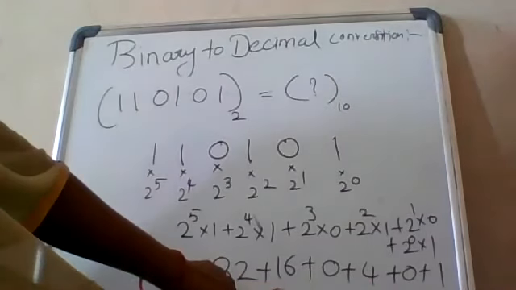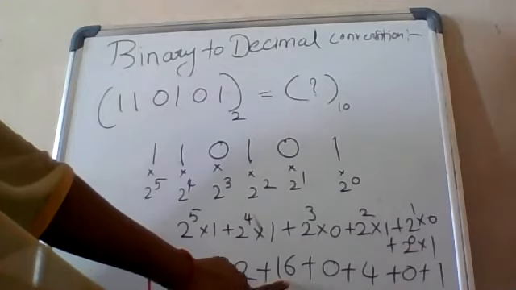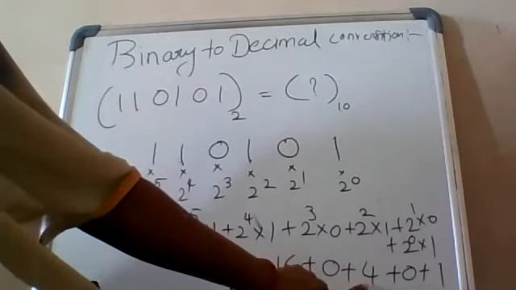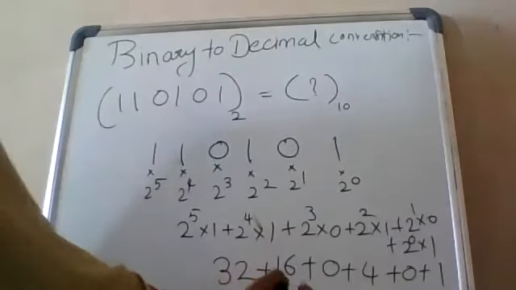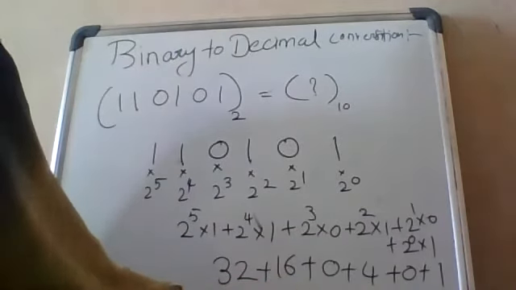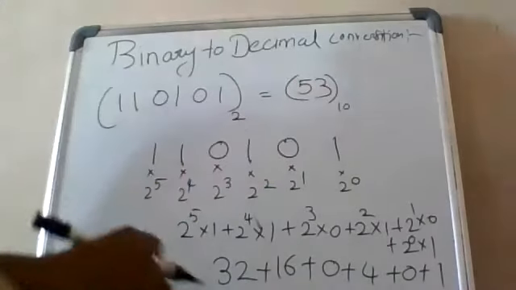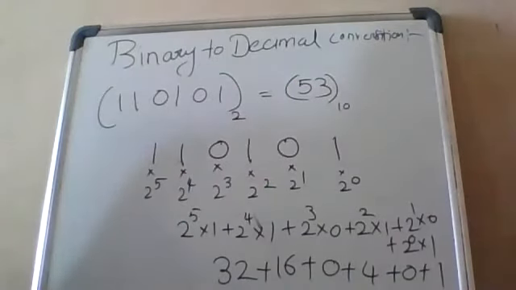32 plus 16, 48. 48 plus 4, 52. 52 plus 1, 53. What is the answer? 53. 53 is the answer.